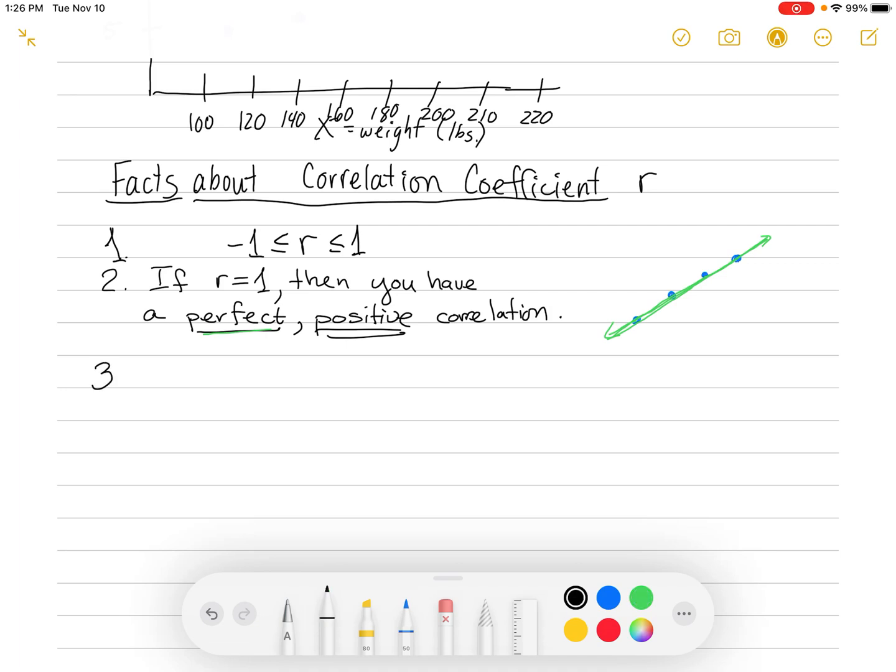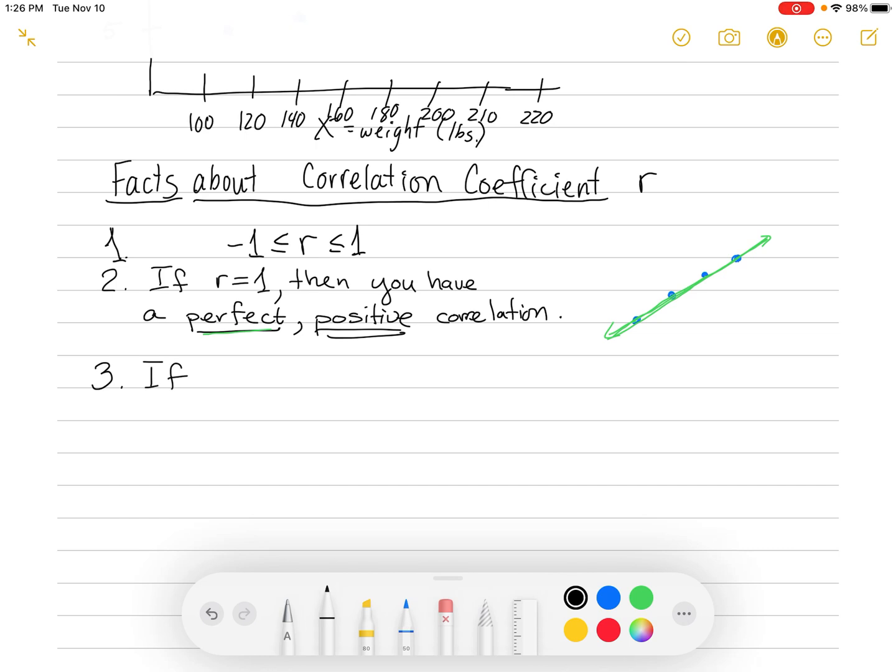Okay, number 3. Let's say your correlation coefficient is in between 0.4, so it's bounded below by 0.4, and it's strictly less than 0.7. So greater than or equal to 0.4 and strictly less than 0.7. We say that this is... I don't want to skip over something. I forgot something. Let's not do that yet.